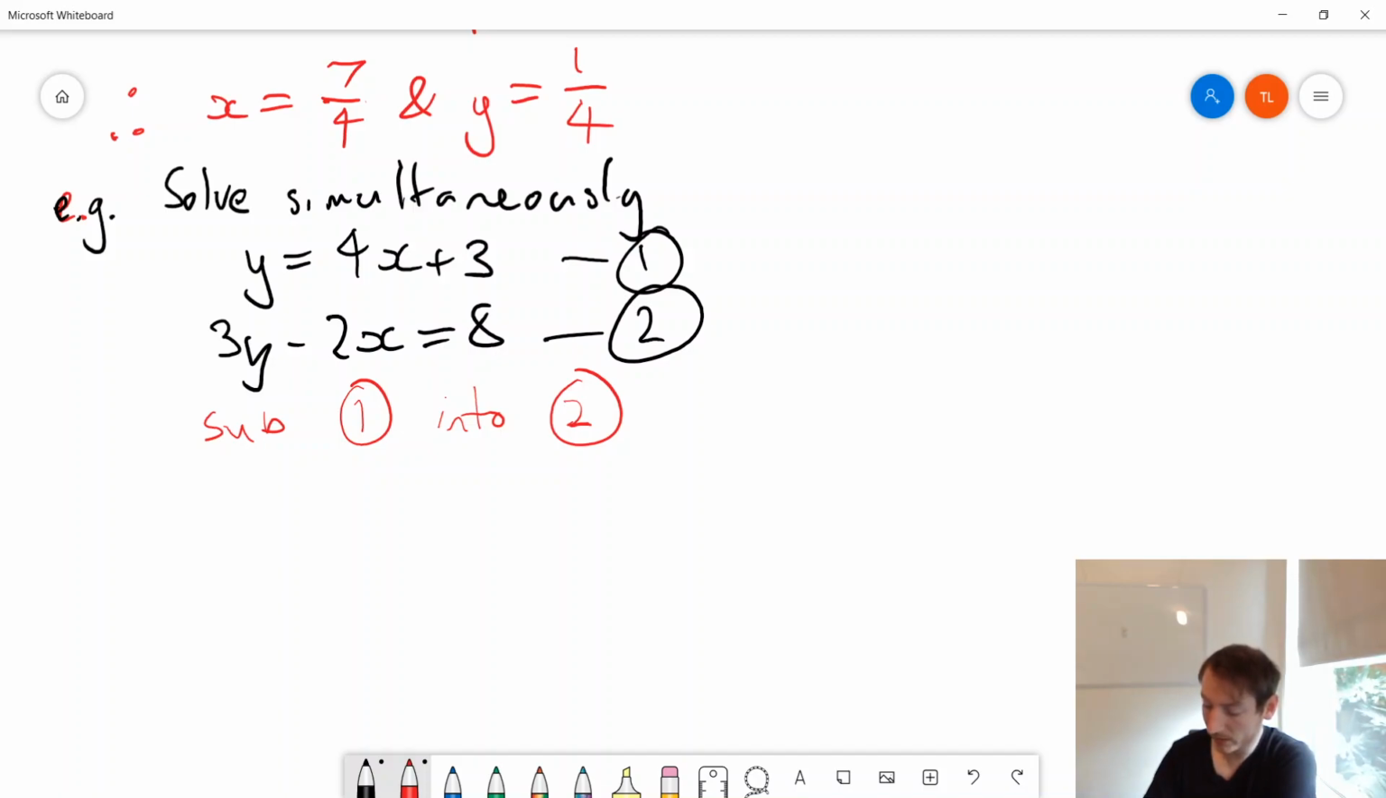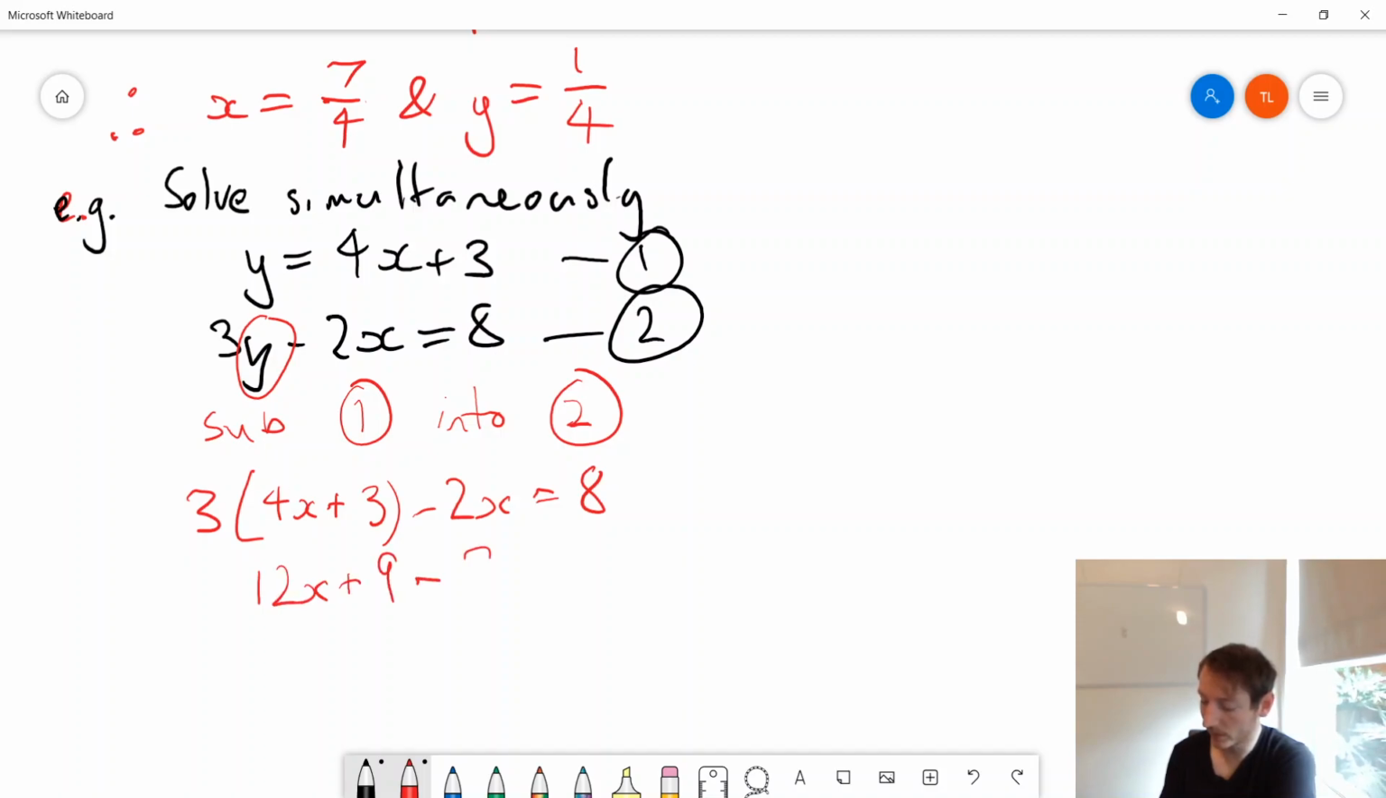Now y is the same as 4x plus 3, so instead of this y I'm going to be writing 4x plus 3. Remember though, brackets, because it's 3 times all of y, which is all of that, minus 2x equals 8. 12x, I'm expanding the brackets, plus 9, minus 2x equals 8. Actually, this one's going to work out pretty easy. 10x plus 9 equals 8. 10x equals negative 1. x equals negative 1/10.